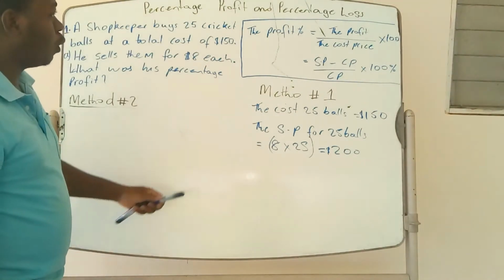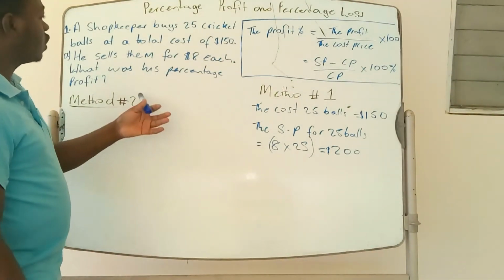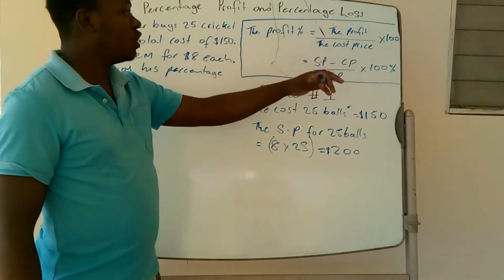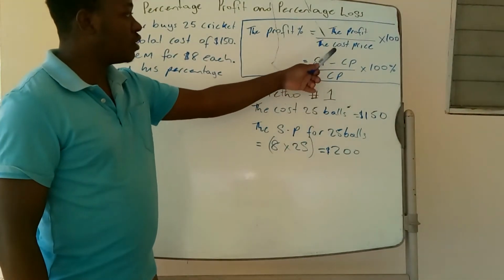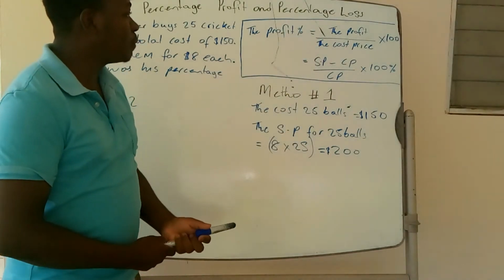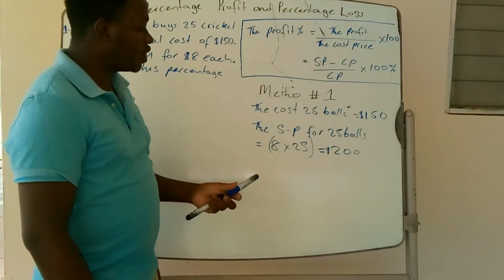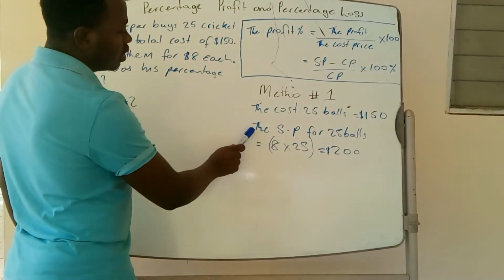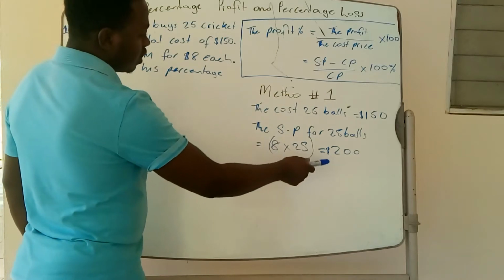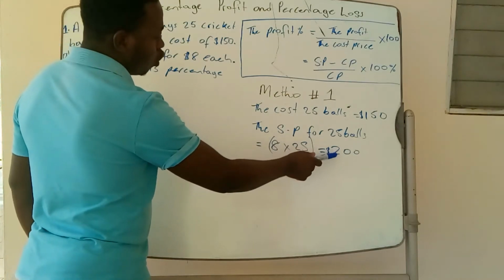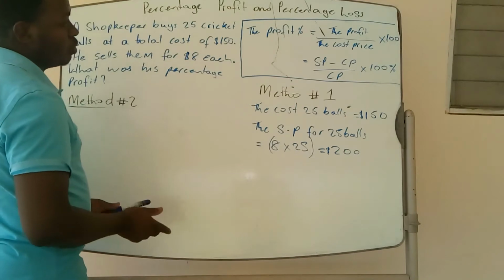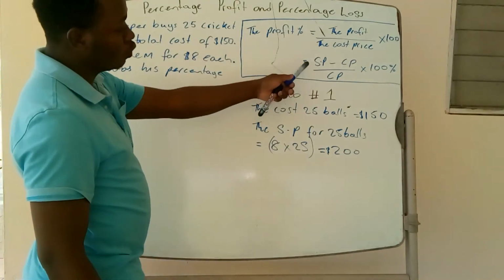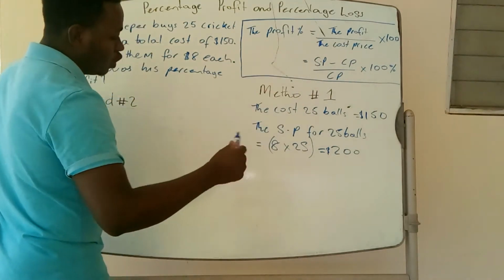Now, what do we need to determine? In order for us to find his profit percentage, we need to determine the profit. If we know the profit, then we can determine the profit percent. So here we know that after selling 25 balls, he makes a total of $200, right? So that means we can determine the profit, or we can do it in one go using this formula here. So let's do it in one go.